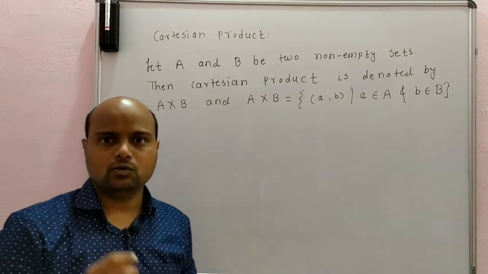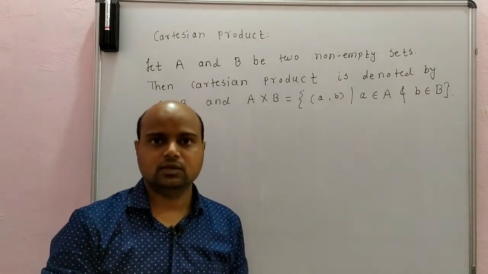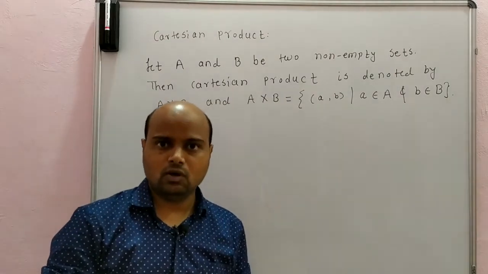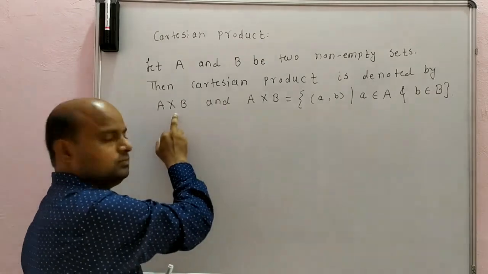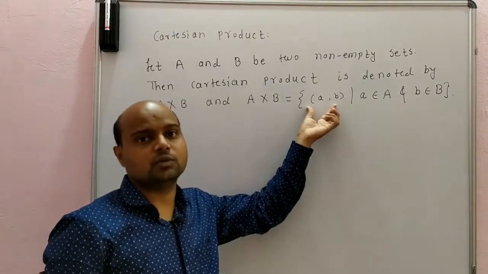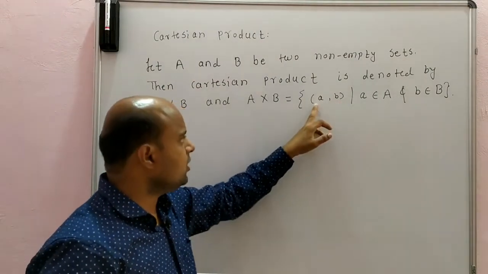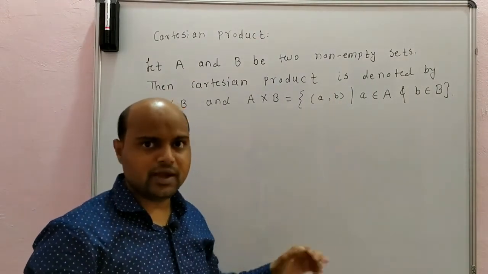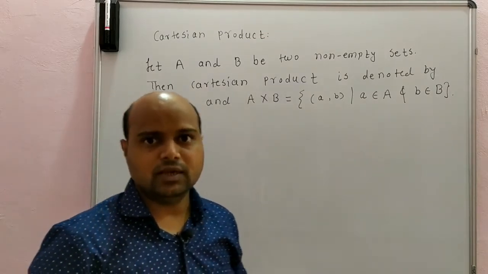If we have two sets A and B, then the Cartesian product of A and B is denoted by A cross B and is the set of all ordered tuples (a, b) such that small a is in capital A and small b is in capital B. We will see an example.